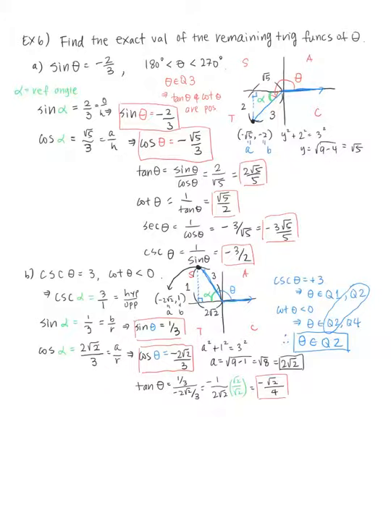All right, now let's go with cotangent of theta. Cotangent is what? 1 over tangent. So in this case, what we're going to get is negative 4 over square root of 2. Rationalize.